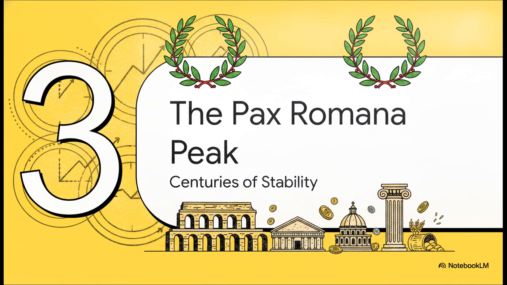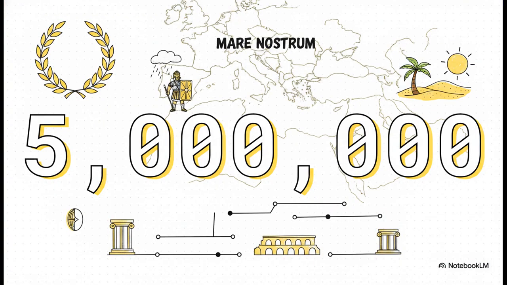All right, moving into Section 3. The Pax Romana Peak, Centuries of Stability. To put things in perspective, by 117 AD, under Emperor Trajan, the empire was at its absolute territorial max, 5 million square kilometers. It stretched all the way from the rainy borders of northern England down to the sun-baked Euphrates in Syria. They completely circled the Mediterranean Sea. They literally just called it Mare Nostrum, our sea.